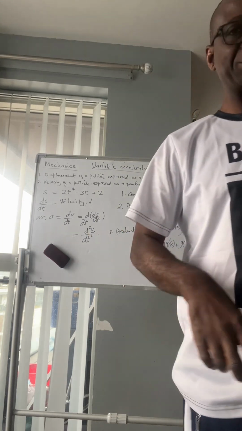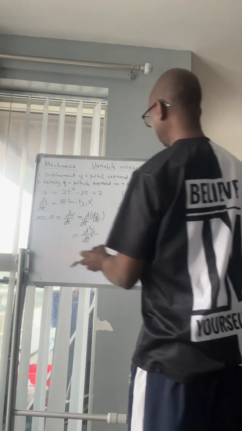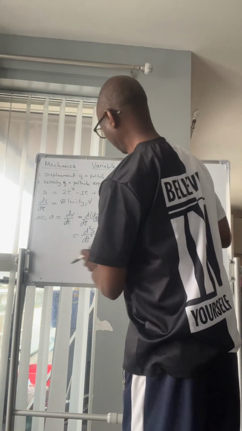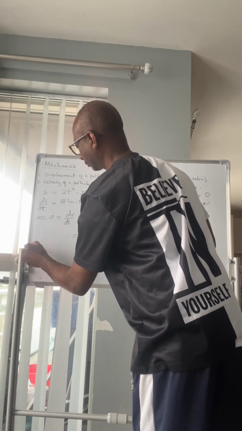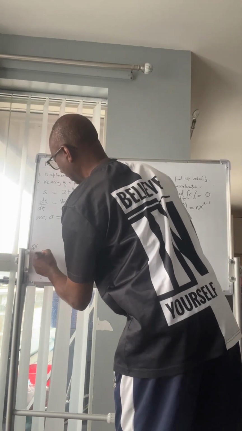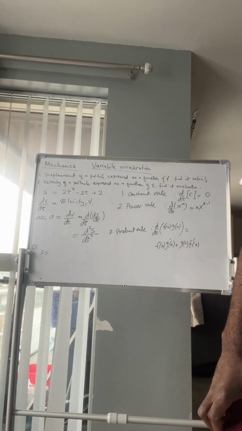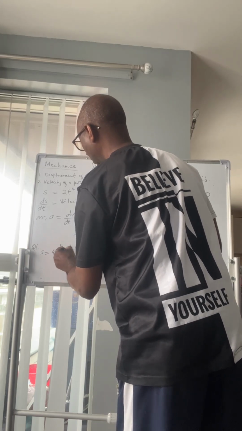Let's look at first problem. Problem number one. Question one says, find an expression for the velocity and the acceleration of a particle, given that the displacement is given by s, this time. s is equal to 4t to the power of 4 minus 1, all over t.